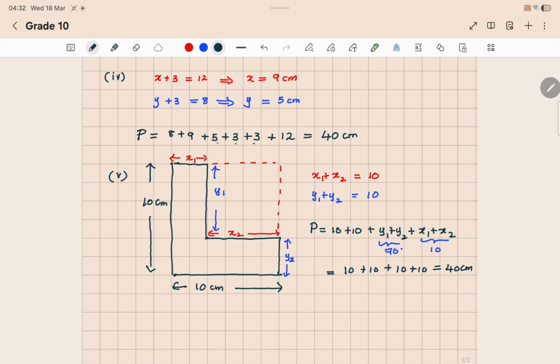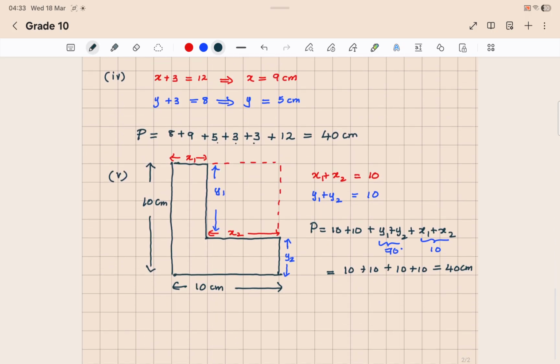So just notice the shape, that's all. It has a square shape, so we use that and get the relationship between x1, x2 and y1, y2.